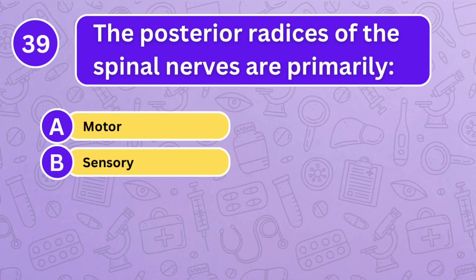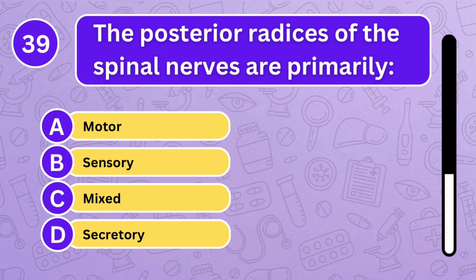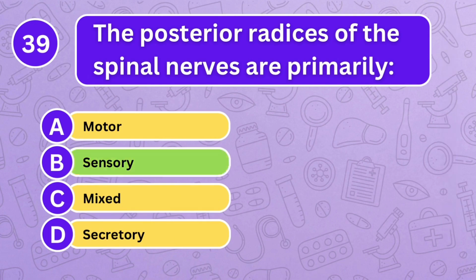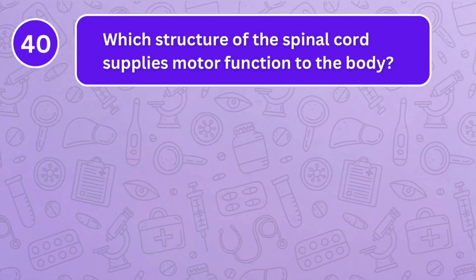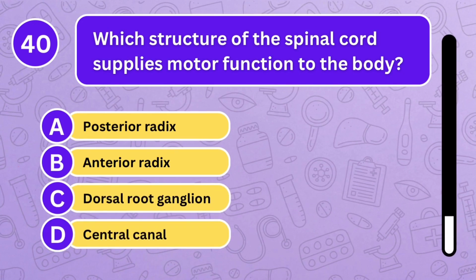The posterior radices of the spinal nerves are primarily sensory. Which structure of the spinal cord supplies motor function to the body?